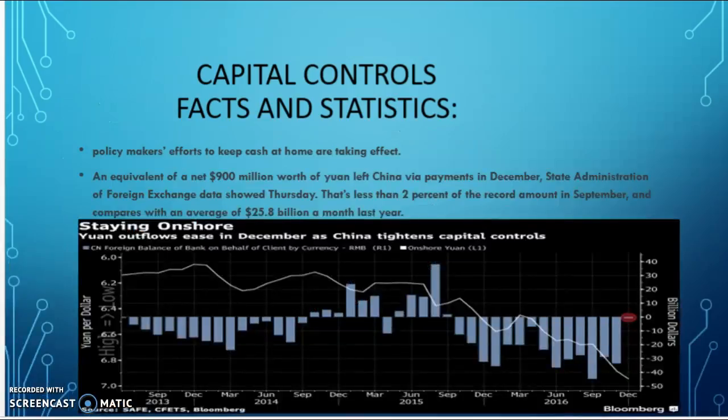Some capital controls facts and statistics include how policymakers' efforts to keep cash at home are taking effect. An equivalent of net 900 million worth of yuan left China via payments in December, the State Administration of Foreign Exchange data showed. That's less than 2% of the record amount in September and compares with an average of 25.8 billion a month last year. As this graph shows, you can see since March that yuan have been plummeting in billions of dollars.